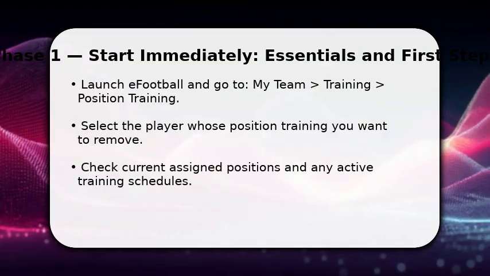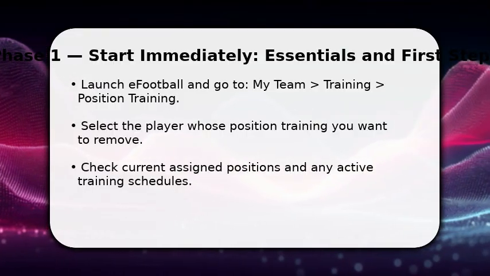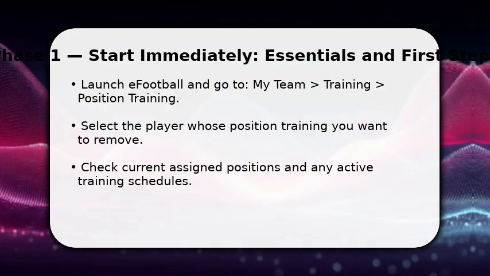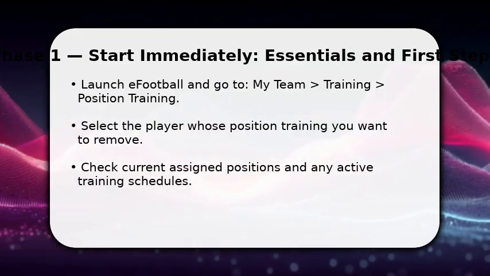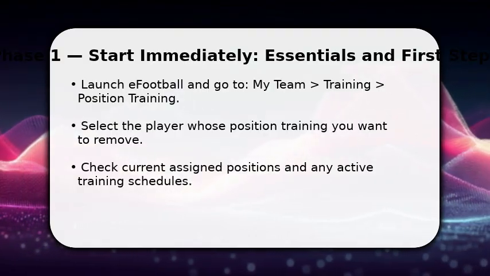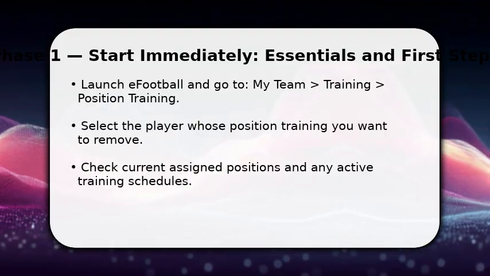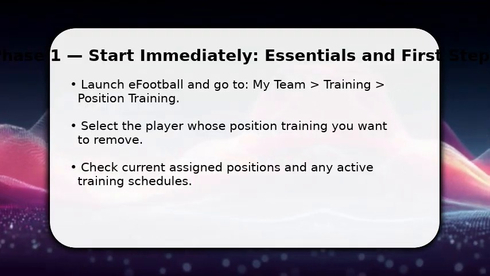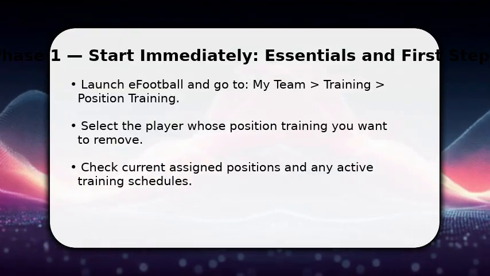You start inside eFootball. Go to My Team, then Training, then Position Training. You're doing this now to avoid wasted steps. Select the exact player whose position training you want removed. Once selected, inspect the listed positions and any scheduled drills. This tells you why the player keeps shifting. Make sure to pause auto-scheduling if it's on, because auto-assignment will immediately reapply changes otherwise.